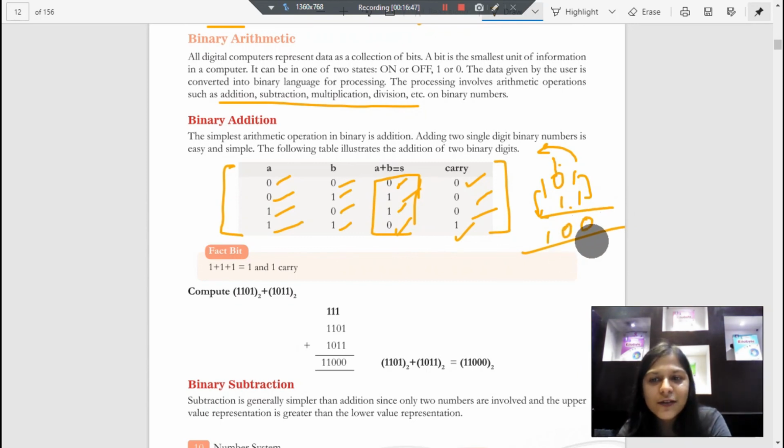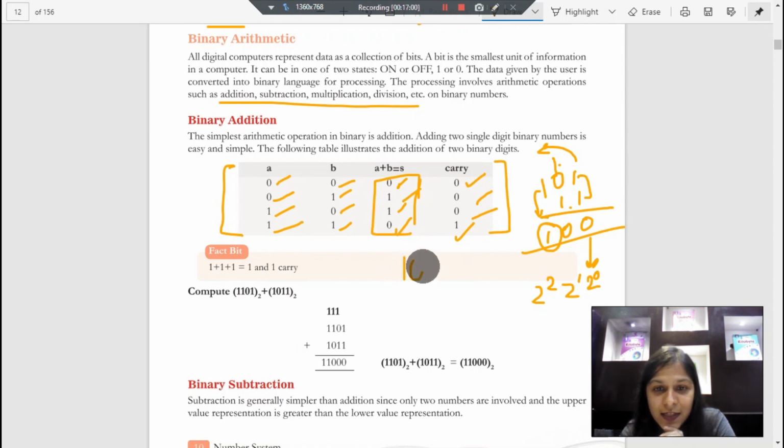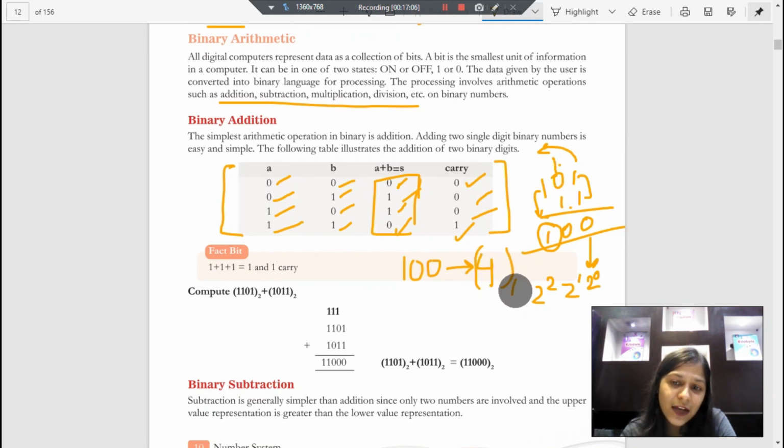Now if you want to convert this into decimal, how will you convert? 2 to the power 0, 2 to the power 1, 2 to the power 2. So this means, children, that 100 in binary means 4 in decimal, the system that we use.